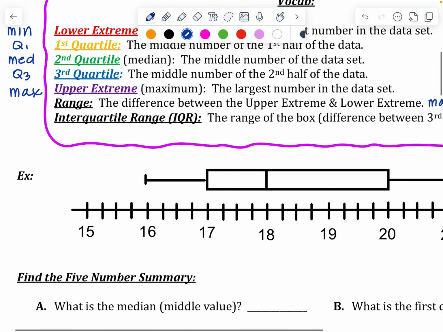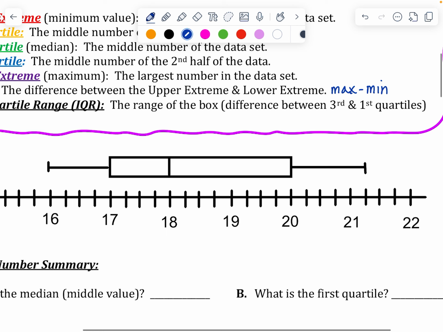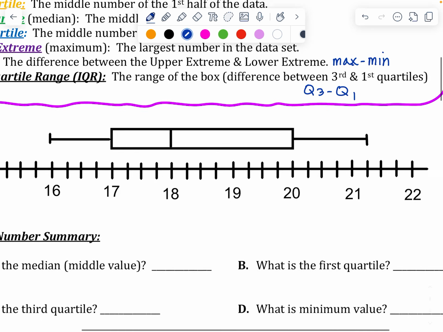We're also going to be asking you for your interquartile range, also known as your IQR, and that is the difference between Q3 and Q1. So that's where 50% of the data lies. That's the middle 50% of the data. So you take the Q3 minus the Q1, and that will give you your interquartile range.